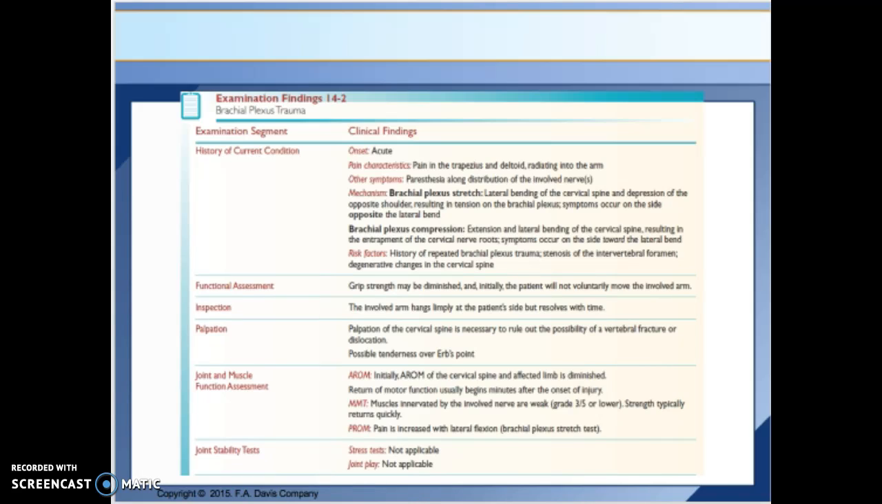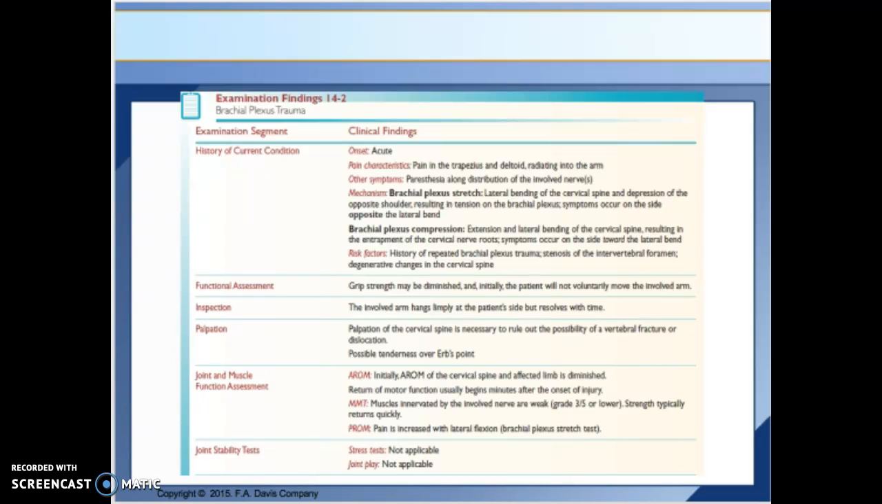So you would evaluate this by asking them to squeeze your hand. They're going to have trouble doing that with the involved arm. The posture will be one of the big giveaways. It's going to be hanging limply at the side. Your initial differential diagnosis on examination on the field could possibly also be a shoulder dislocation just because of the patient's posture.